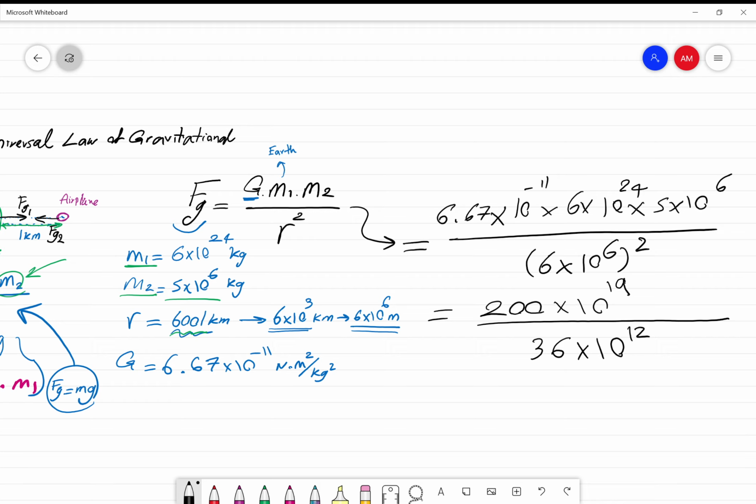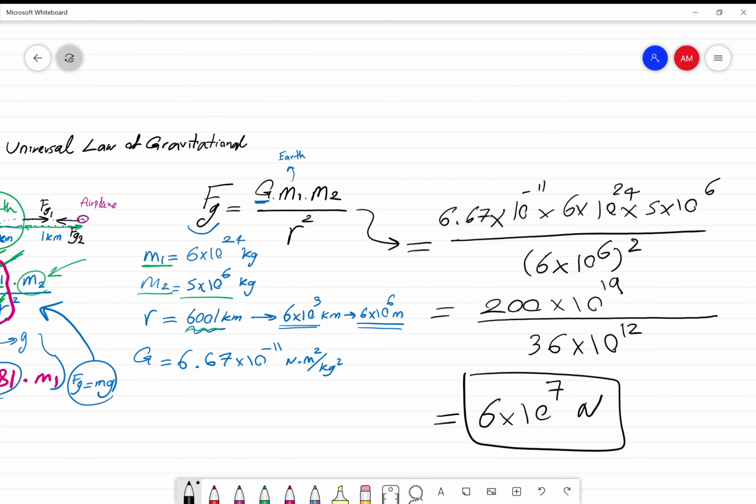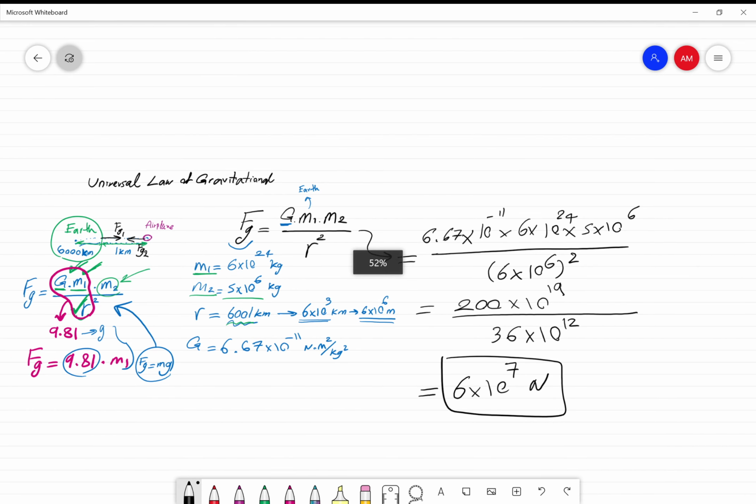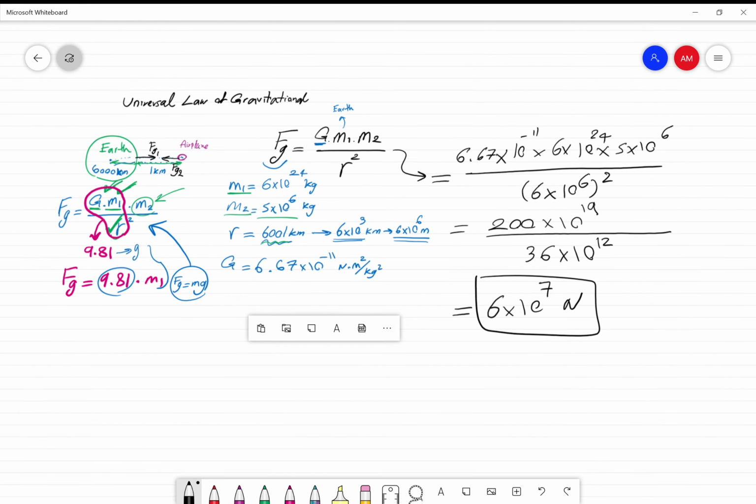Again, I'm doing a very quick calculation without using the calculator. We just want to go through the process. So 200 divided by 36 is roughly equal to 6, again, 5 point something. And 10 to the power of 19 divided by 10 to the power of 12 is equal to 10 to the power of 7 Newton. So this is the force. Again, roughly. All our calculations were very quick and rough, but that is the gravitational force being applied to the airplane and Earth based on our example. Do you have any questions? Okay. Everything is clear?